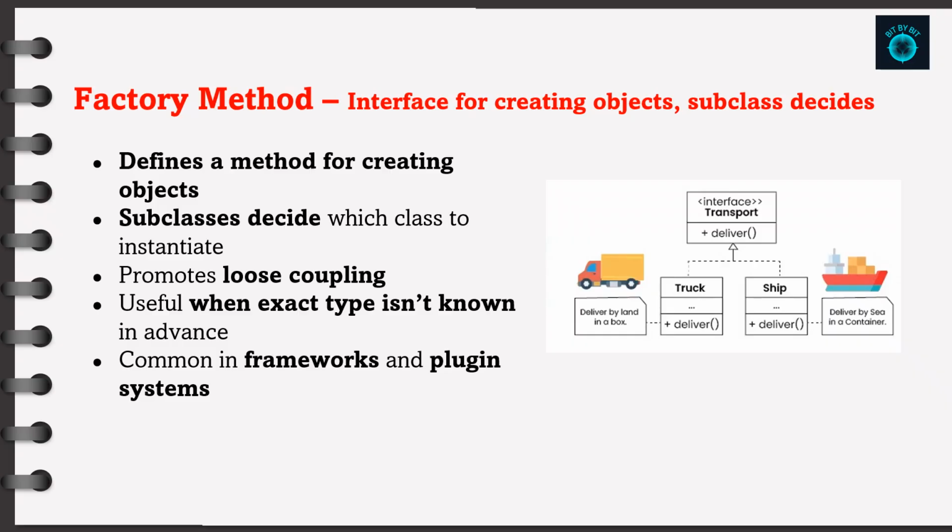This helps keep your code flexible and loosely coupled because the client code works with the interface, not the specific implementation. Factory method is commonly used in frameworks and plugin systems where object types may vary, but the interface to use them stays the same. Now, let's look at a Python example to understand how the factory method pattern works.